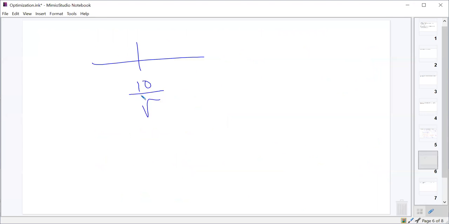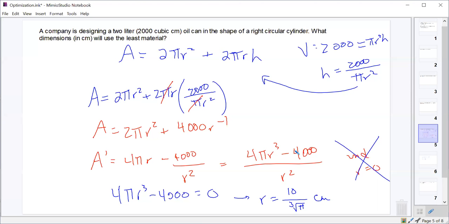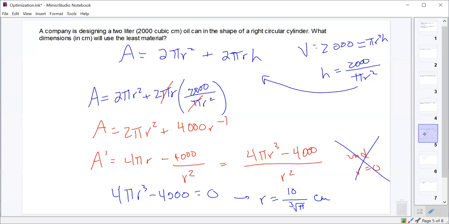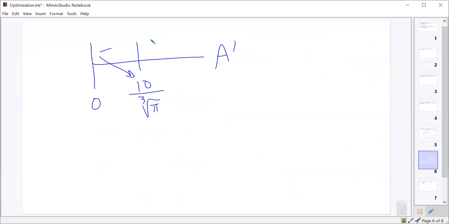There's 10 over the cube root of pi. And if we plug in something more than 0 but less than 10 over the cube root of pi, all right, it's not f prime, it's A prime, right? Into our derivative, something like 1, let's say. Plug in 1 here, you got 4 pi minus 4,000, which is a negative, over a positive, so you end up with a negative. So we're decreasing. And plug in something more than this, like let's say 10. We plug in 10, we got 4,000 pi minus 4,000, definitely positive over a positive, so increasing. Okay, so we definitely have a minimum with an r equal to 10 over the cube root of pi.